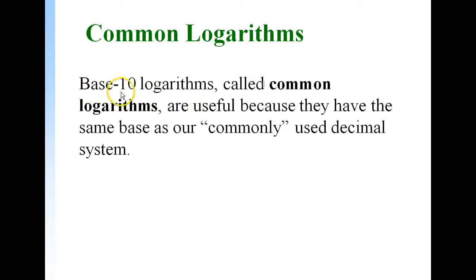Okay. Now another common term or a useful thing in logarithms is the common logarithm. Now, base 10 logarithms are called common logarithms. They're useful because they have the same base as our commonly used decimal system. Our number system is a base 10 system. That is, we go 1, 2, 3, 4, 5, 6, 7, 8, 9. Then we get the 1, add a 0, and then we continue it. And there are, in a sense, 10 characters in our base. A 0, and then the 1 through 9 numbers.